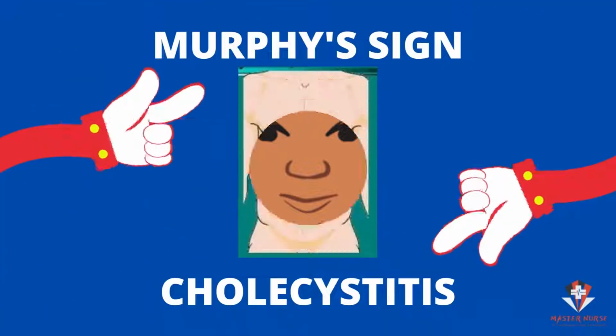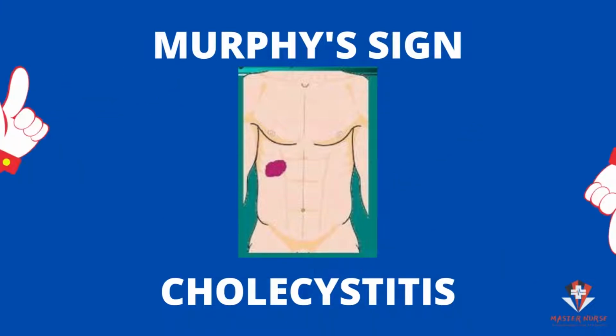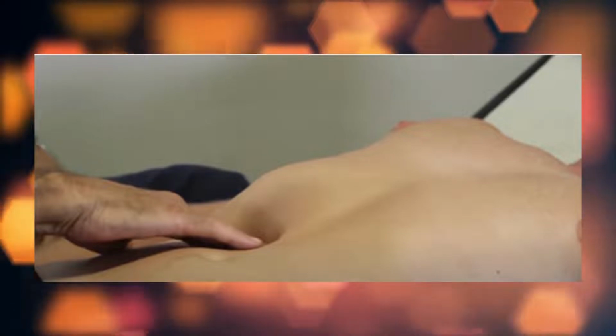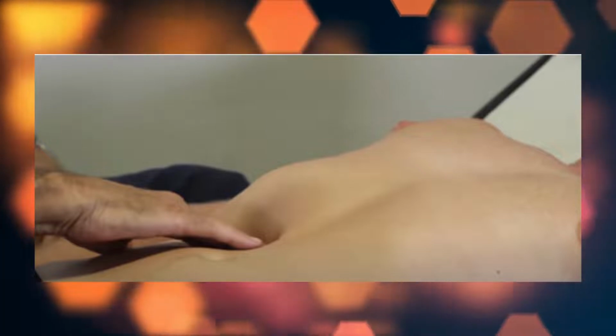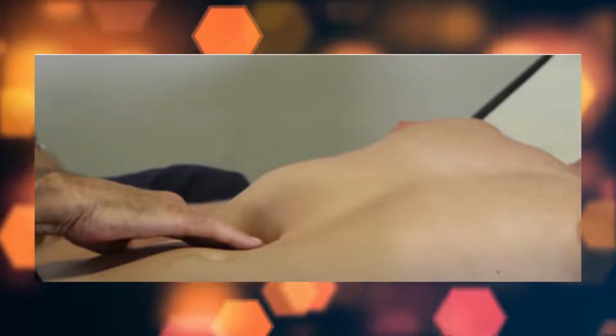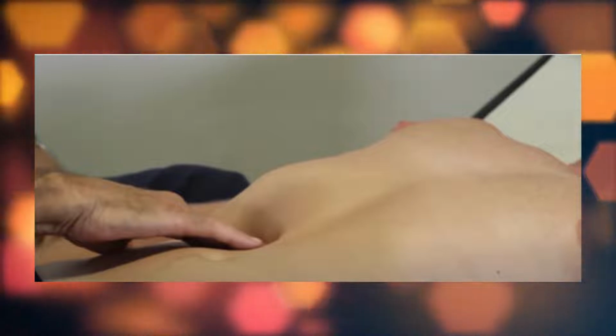Number 12, Murphy's sign. Murphy's sign is an assessment. When it is positive, it means there is cholecystitis. So what is this Murphy's sign? Murphy's sign is when a patient is kept lying down in supine position, the assessor has to slowly press below the ribs in the right upper quadrant. We know where the liver is. Cholecystitis is nothing but inflammation of the gallbladder. We are going to check whether there is inflammation in the gallbladder.